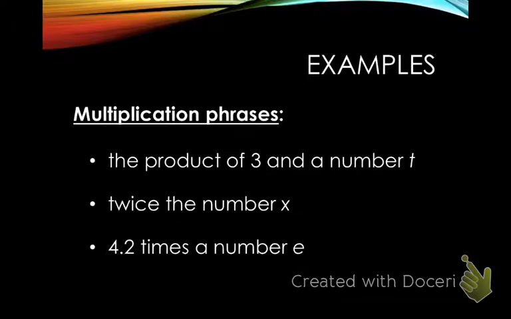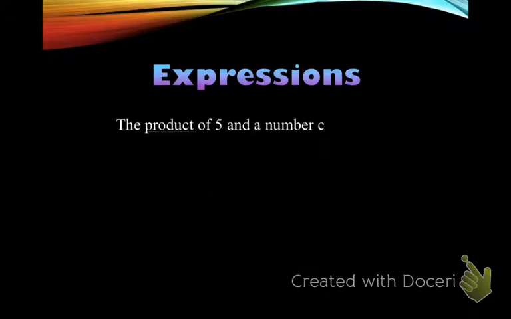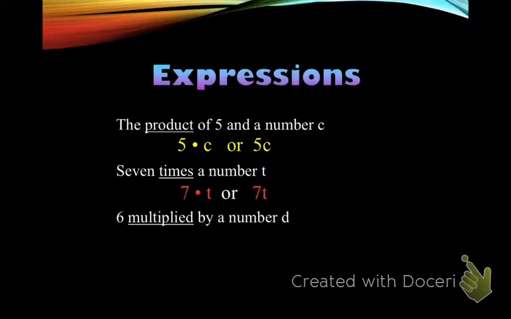Notice we have times and twice and product. All of those words mean we're going to multiply. Okay? So, here's your example for multiplication. The product of 5 and a number c. Okay? You also have 7 times a number t, or 6 multiplied by a number d.